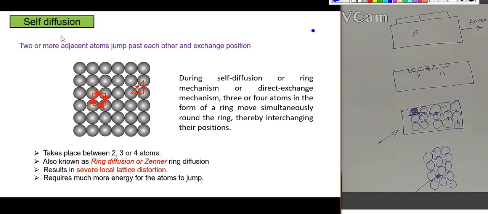Okay, so this is called self-diffusion and takes place between 2, 3 or 4 atoms, and it's also called ring diffusion or Zener ring diffusion. It results in several local lattice distortions. By this movement there may be a chance for local lattice distortion and it requires much more energy for atoms to jump. Because there is no vacancy here to jump, they have to spend more energy to jump and reposition by self-diffusion.